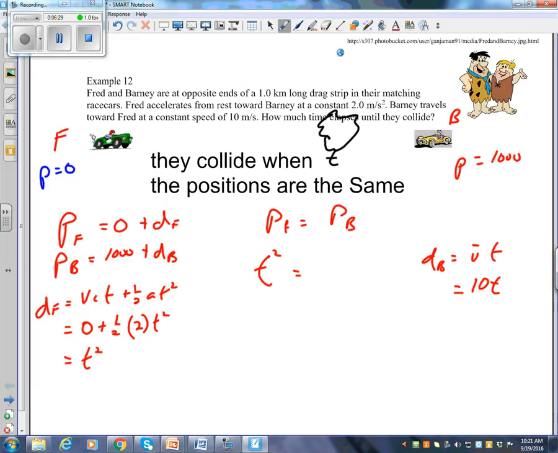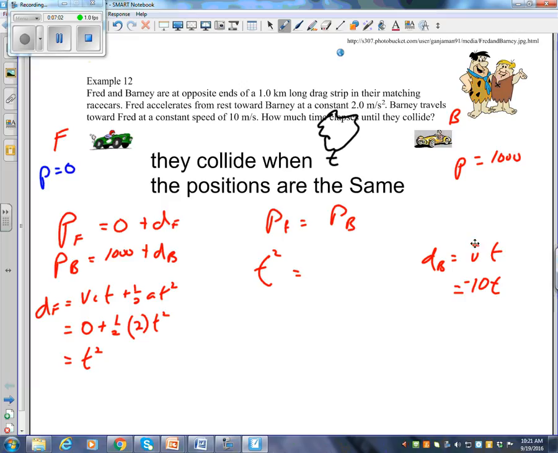But there's one little tiny error that I made on purpose in those two steps right there. It's pretty simple, and as soon as I tell you, you'll go, oh yeah, of course. I'll give you a hint. Which way is Barney going? So what's the velocity? Right?